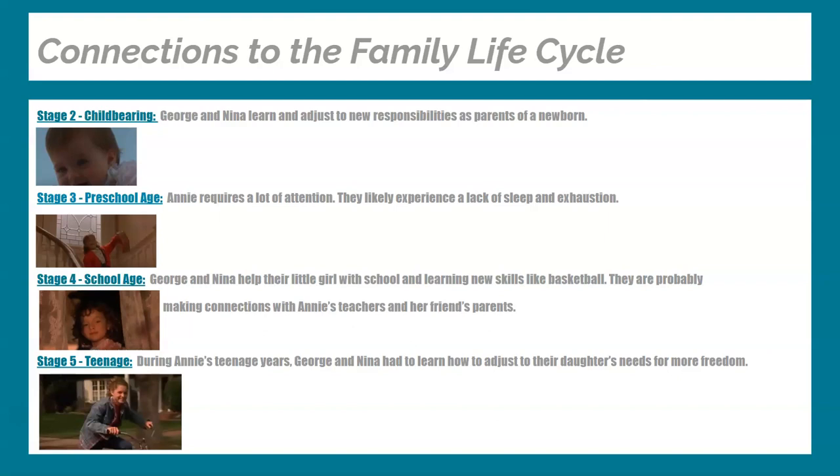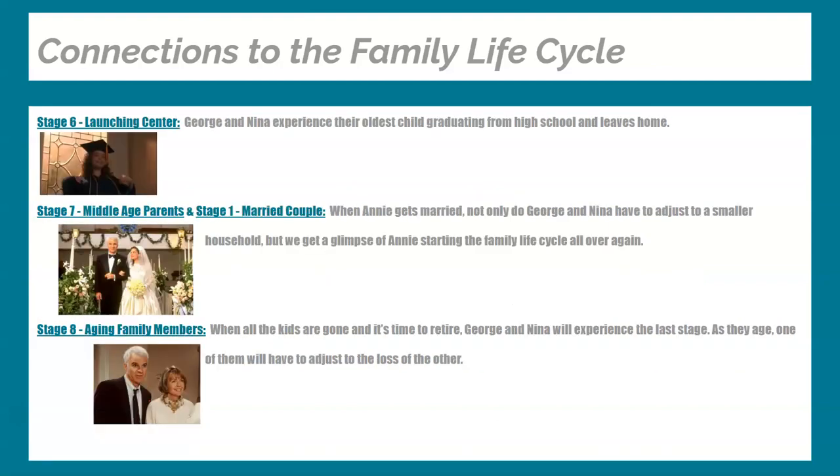Stage 4, George and Nina help their little girl with school and learning new skills like basketball. They are probably making connections with Annie's teachers and her friends' parents. During Annie's teenage years, George and Nina had to learn how to adjust to their daughter's needs for more freedom.